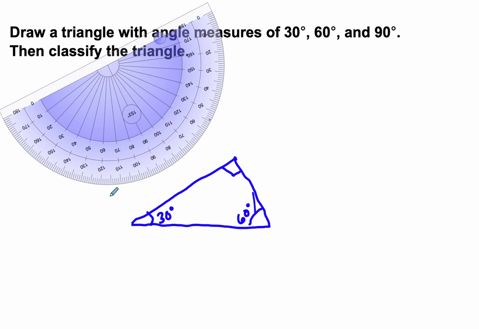Okay, so hopefully you did all of that with me, and if you didn't, pause the video, rewind it, go back and do all of that on your paper. Okay, then we need to classify the triangle.